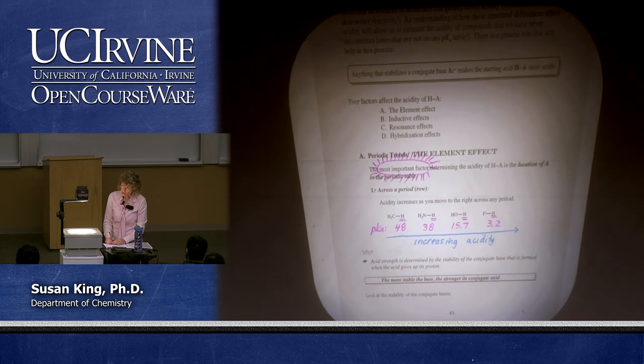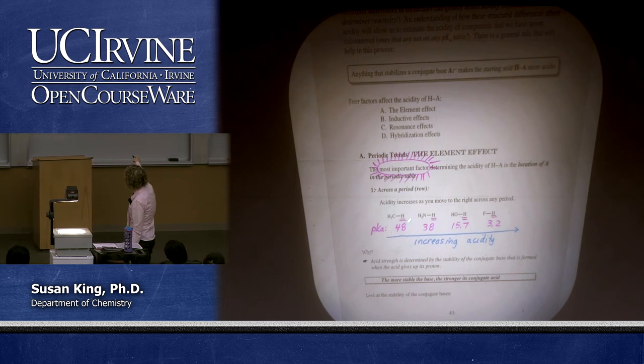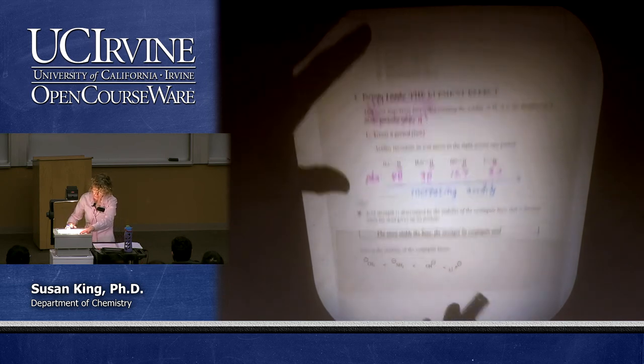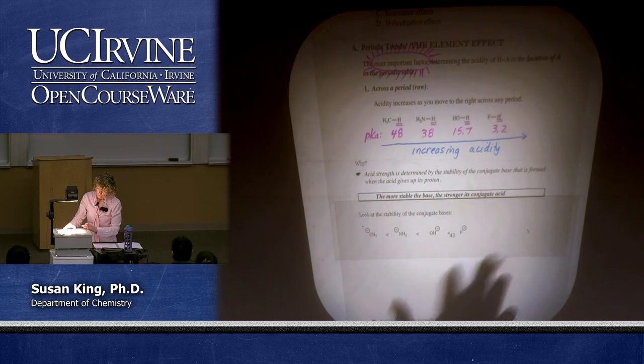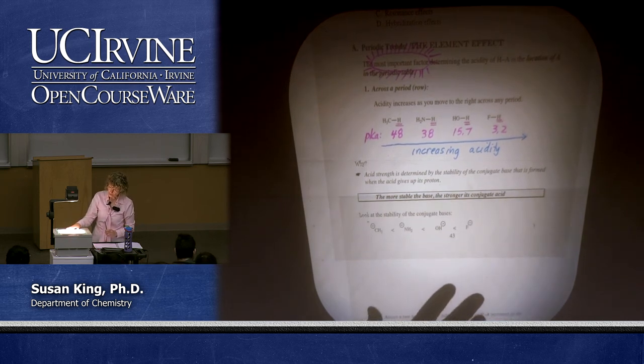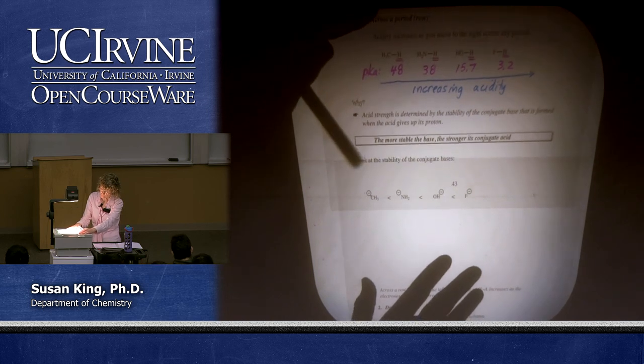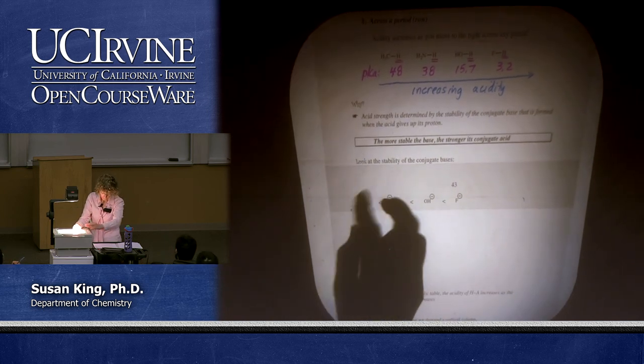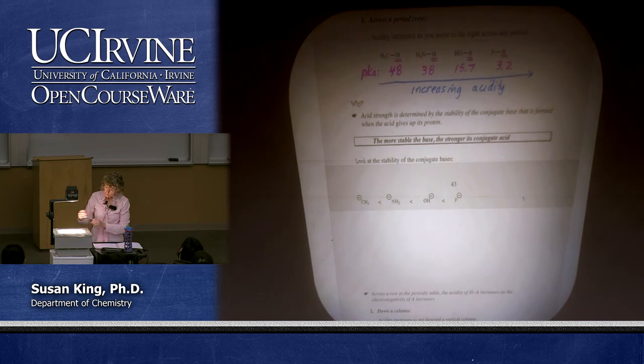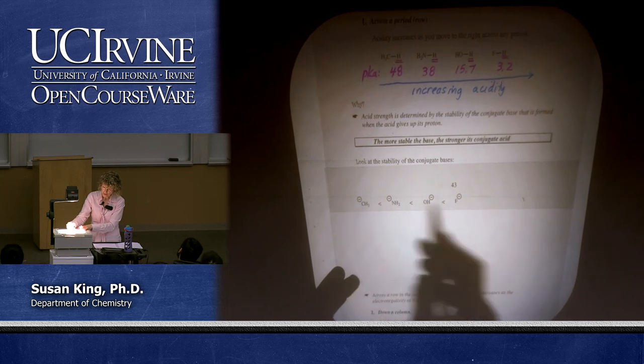Why is that? Acid strength is determined by the stability of the conjugate base that's formed when the acid gives up its proton. We talked about this already: this would be methane, and when we remove that proton, we have an extremely strong base. That means the acid is going to be very, very weak. The more stable the base, the stronger its conjugate acid. So let's look at the stability of the conjugate bases here, the same group. For this group, that means this has to be the strongest base and this has to be the weakest base.